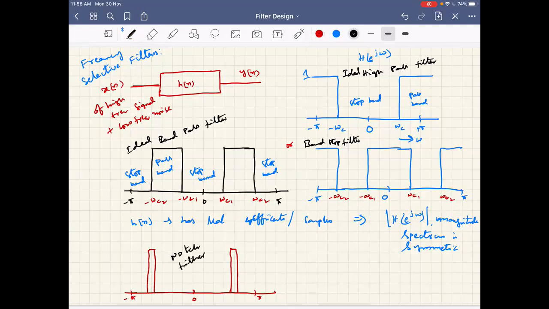It may pass only a particular frequency, or it may stop only a particular frequency. So it may pass every frequency from minus pi to pi and may just stop this frequency. This is also possible. This just stops this frequency, so this is also a notch filter.